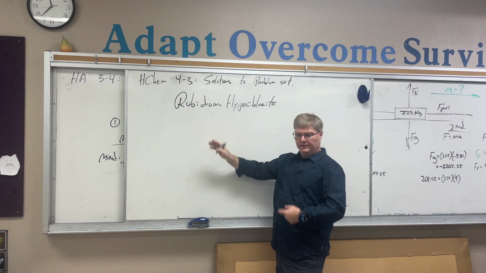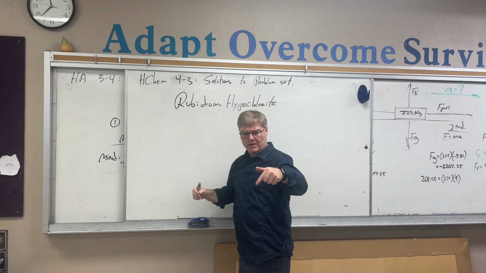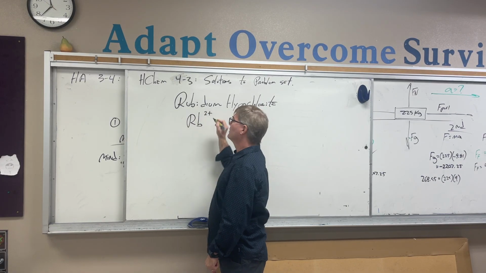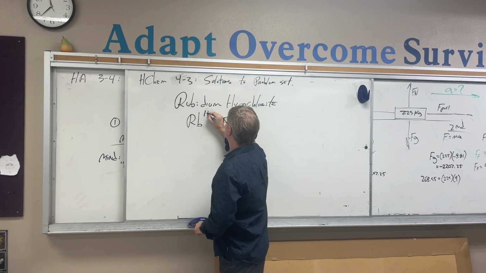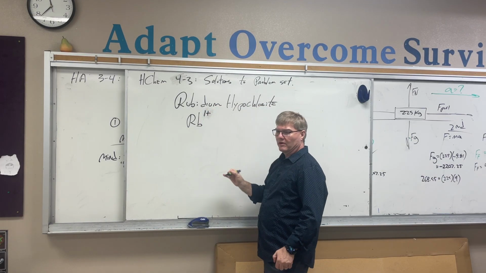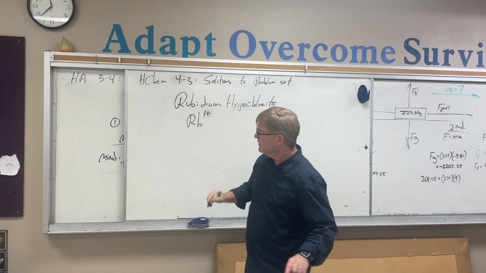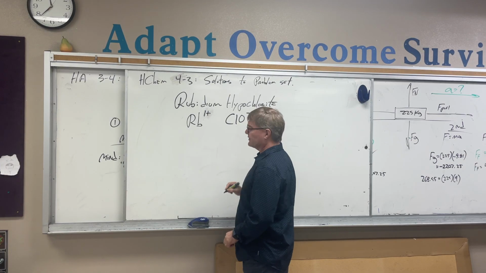Rubidium hypochlorite. Step 1, rubidium is the positive ion. I go hunt for it. I find that it is Rb1+. Okay, hypochlorite. Go hunt for hypochlorite. It is ClO minus.